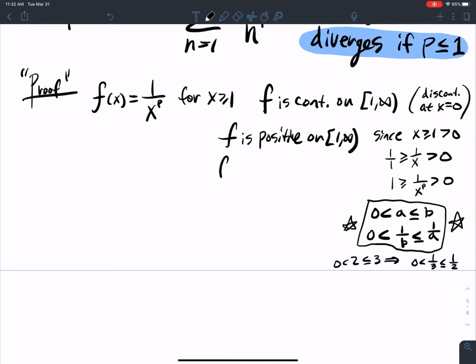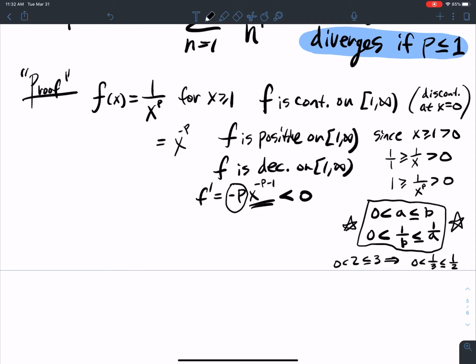Okay, f is decreasing on 1 to infinity. How do I know that it's decreasing? Well, f prime is equal to, well, what's the derivative of x to the negative p? That's negative p times x to the negative p minus 1. So this negative p here, that's a negative number times something that's positive, that for sure is going to be negative, okay? So this is true, okay?